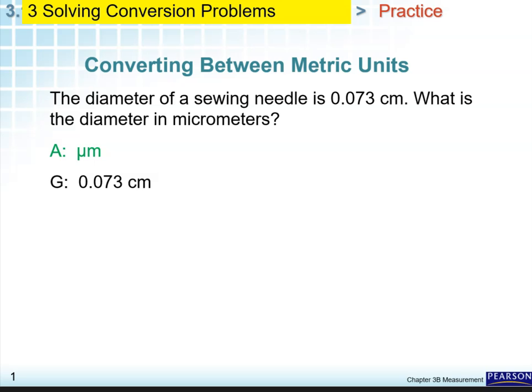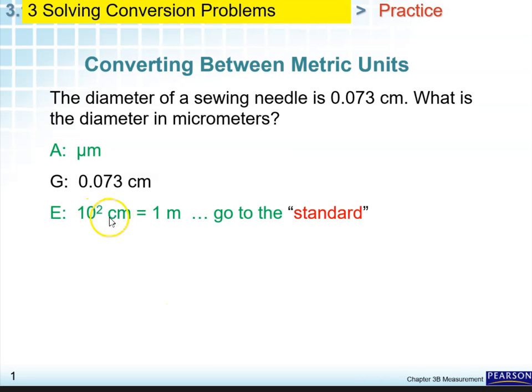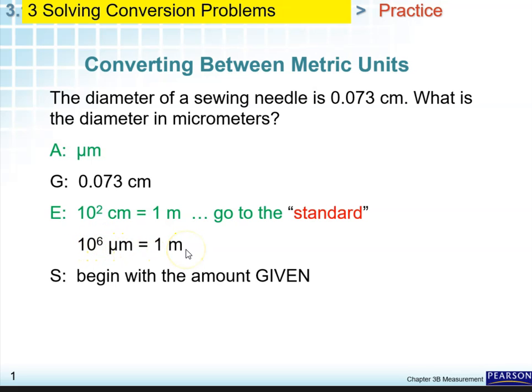So for our equation, we can write 10 squared or 100 centimeters is equal to 1 meter. That's going to the standard. I always recommend you go to the standard. For the micrometers, we said there's a million or 10 to the 6th micrometers in 1 meter. So now we're going to solve it. Always solve by beginning with what we're given.